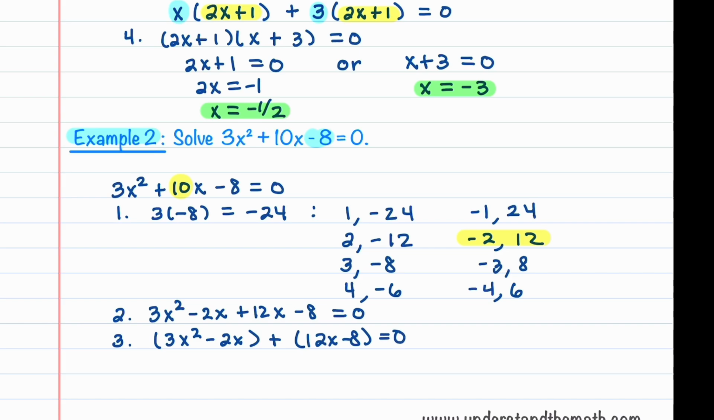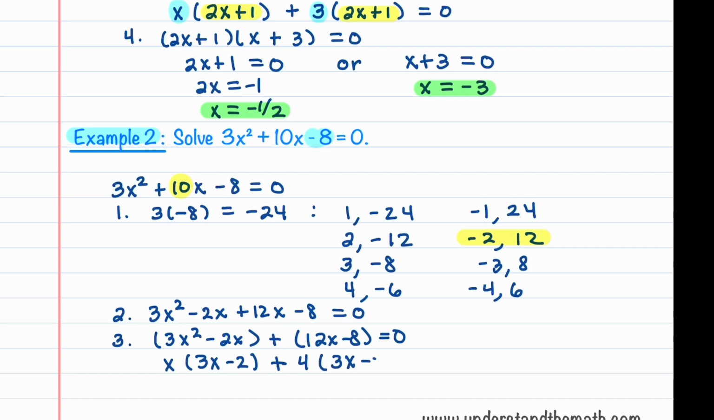Now we're going to pull out the greatest common factor. In our first grouping, we can pull out only an x, so this leaves us with a 3x minus 2. And then in our second grouping, let's think about what number is common to both 12 and 8, and that's going to be 4. So we'll pull out a 4, and that leaves us with a 3x minus 2. And we know we've done it right because we see that we have a common binomial. Our last step is that we're going to factor that out.